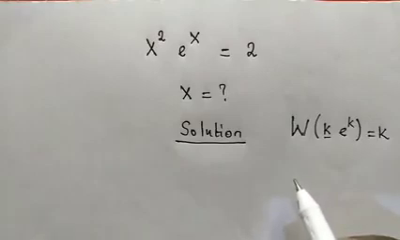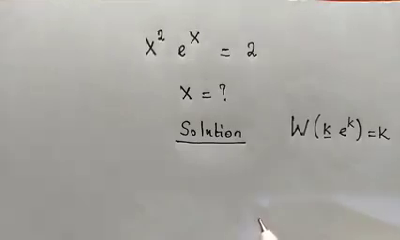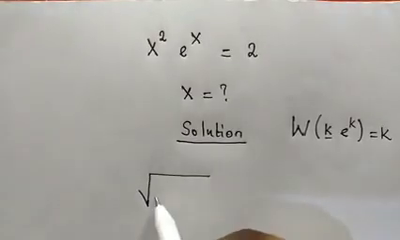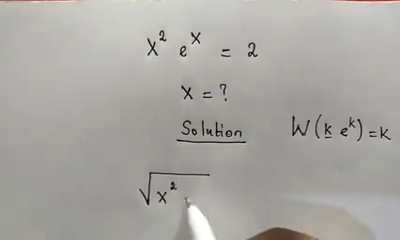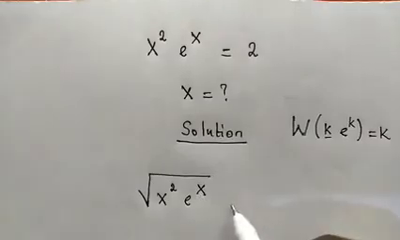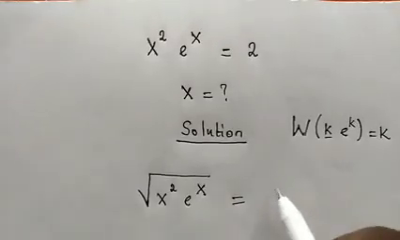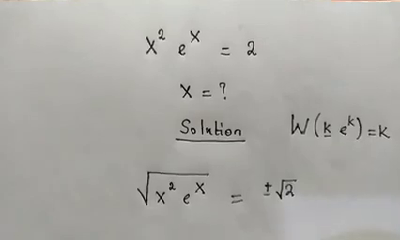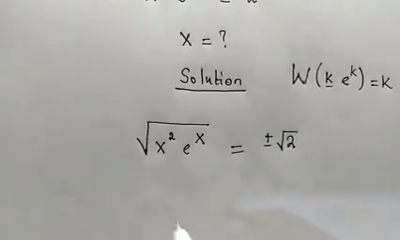So what are you thinking? Let's take the square root on both sides, right? If you take the square root of the left hand side, it will be the square root of x squared multiplied by e raised to the power of x. For the right hand side, it will carry plus or minus the square root of 2, right? So here we have two equations.